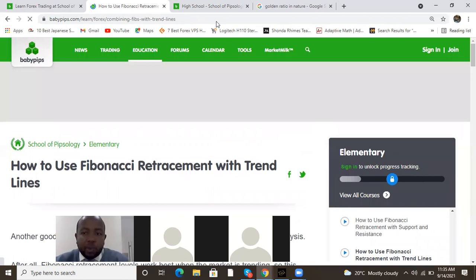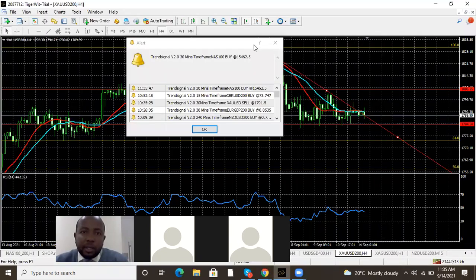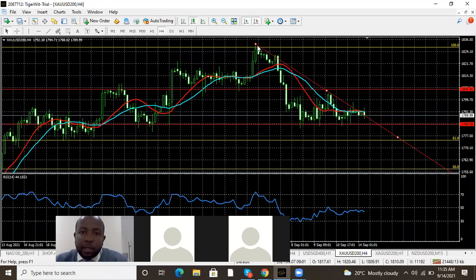You can see where I am right now on gold. Look, this is 1, 2, 3, 4. So now gold just needs to break this line. If it breaks this line, we are going up. If it's breaking this line going down, we are going down.